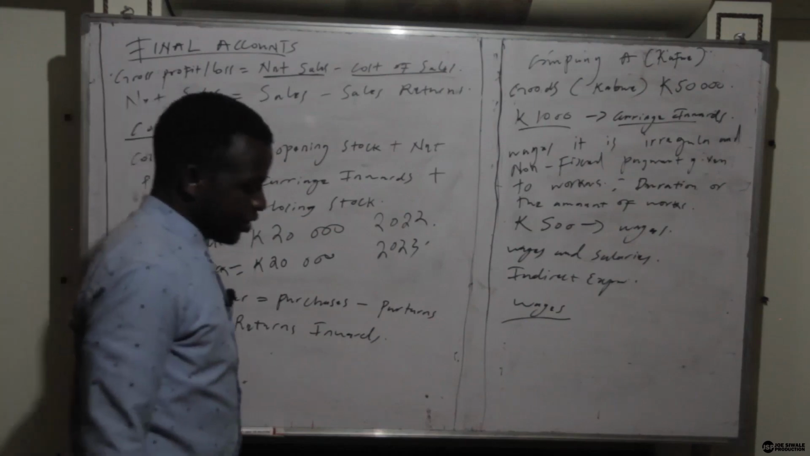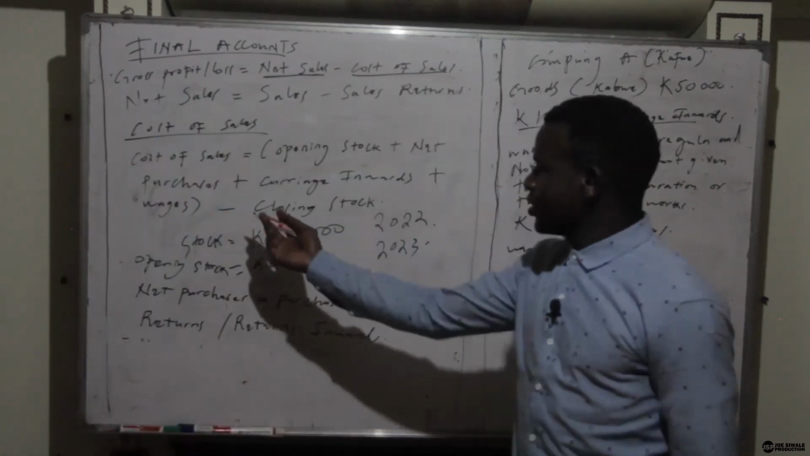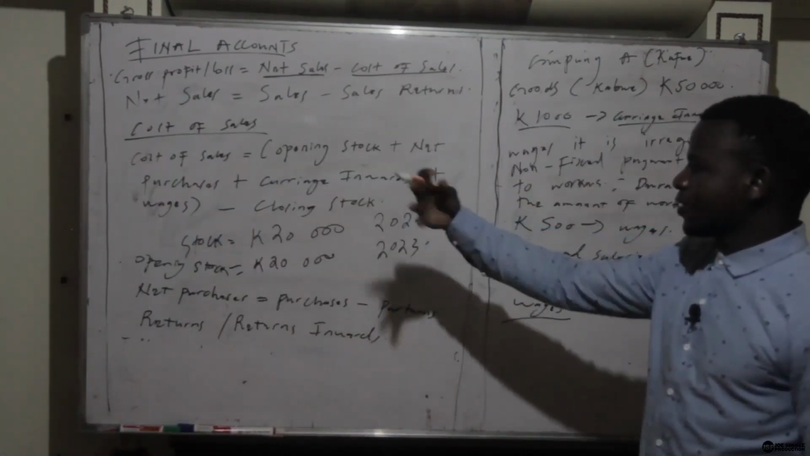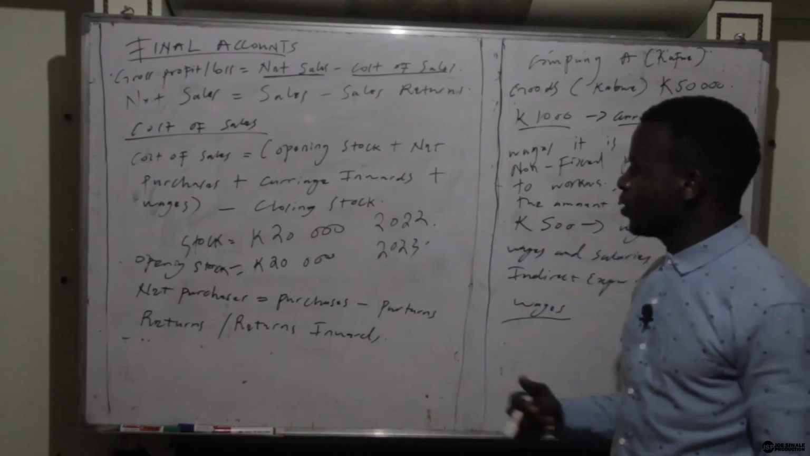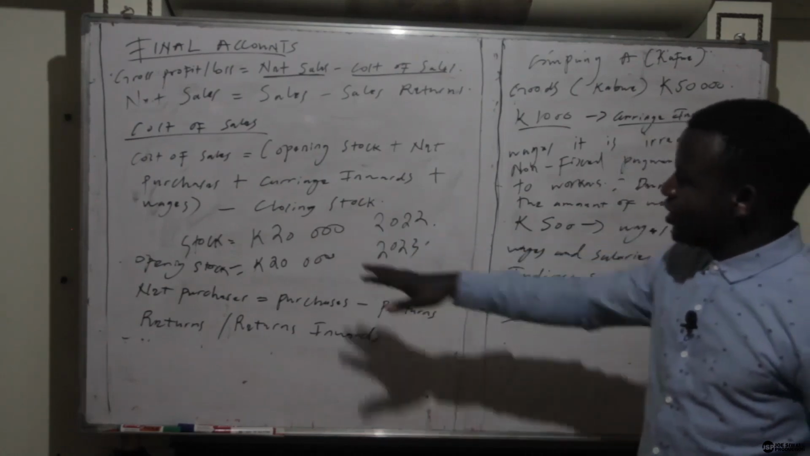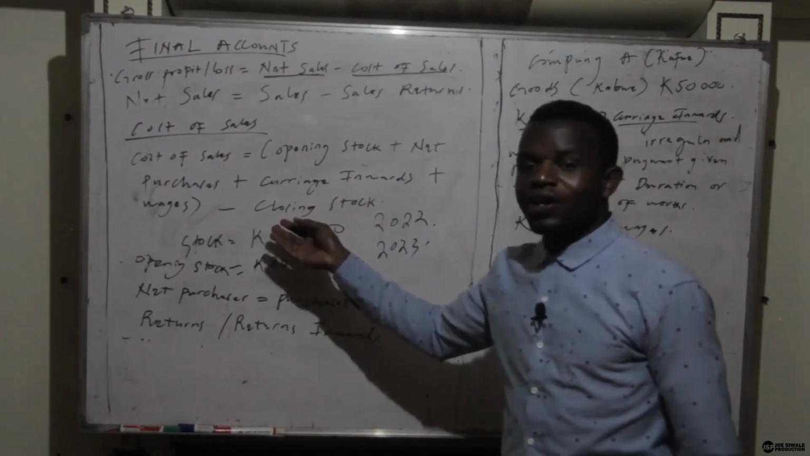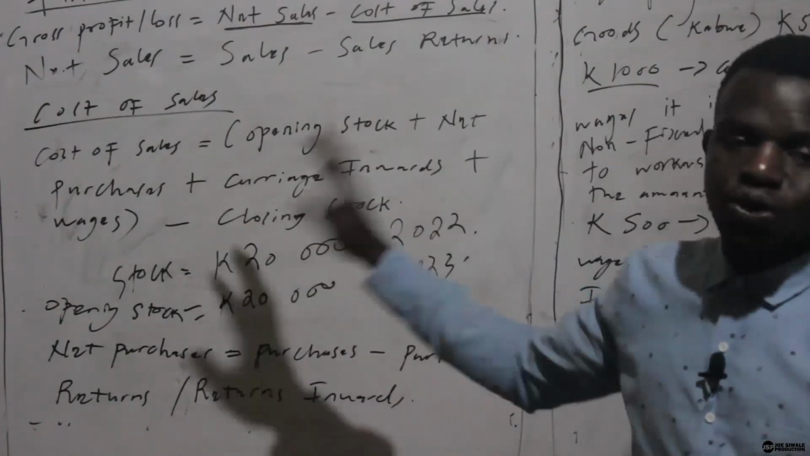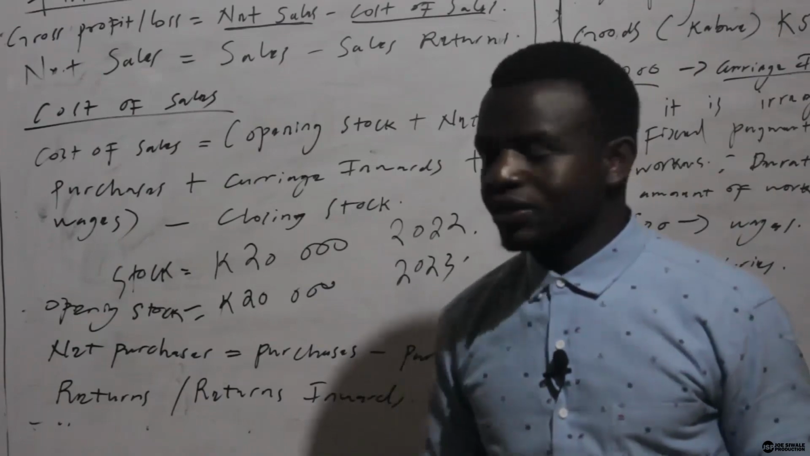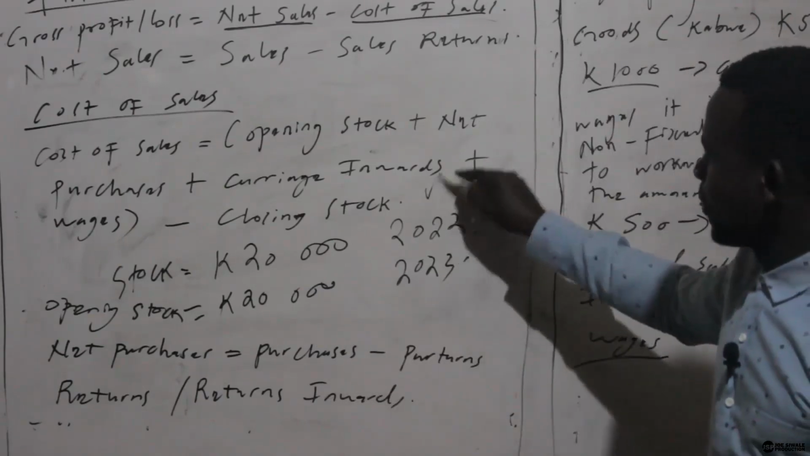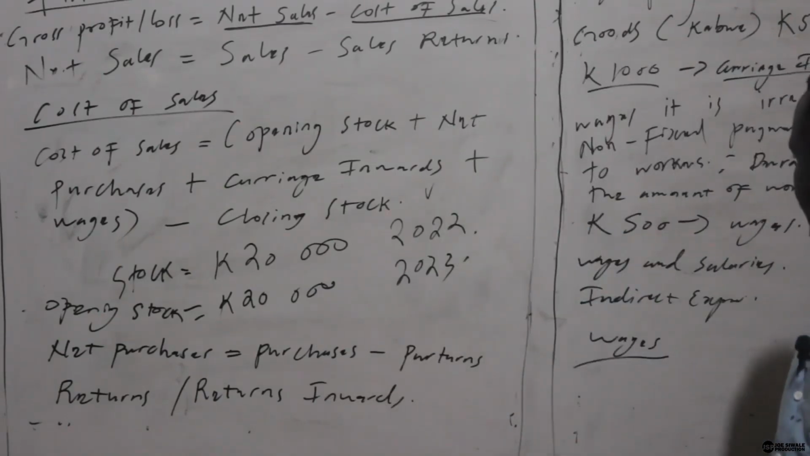Then in this formula, we have closing stock. Closing stock is the value of stock that has remained unsold during the period. So that's closing stock.